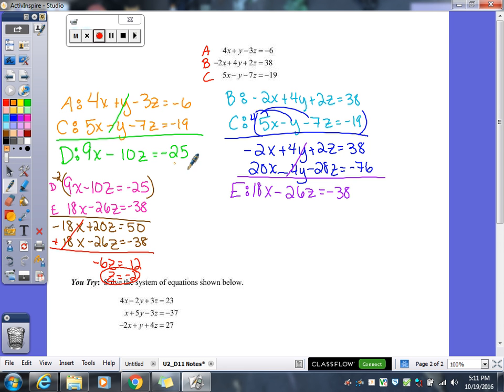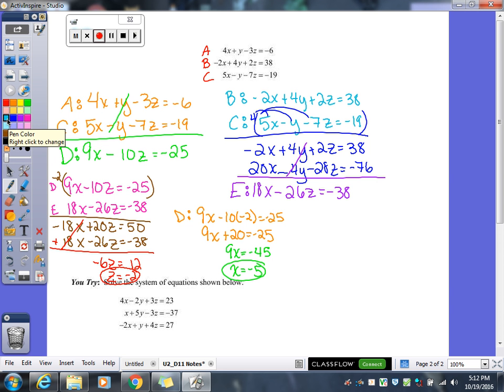So again, we're plugging into either D or E to find our x because those two equations only have two variables. So I'm actually going to use equation D, and I'm going to plug in my negative 2 for my z. So that gives me 9x plus 20 equals negative 25. Subtract my 20 over, so I get 9x equals negative 45. Divide by 9.